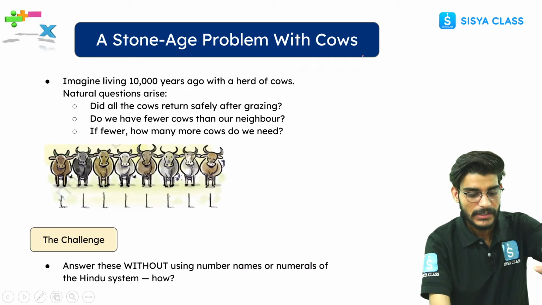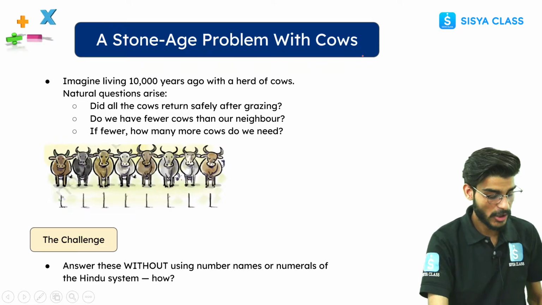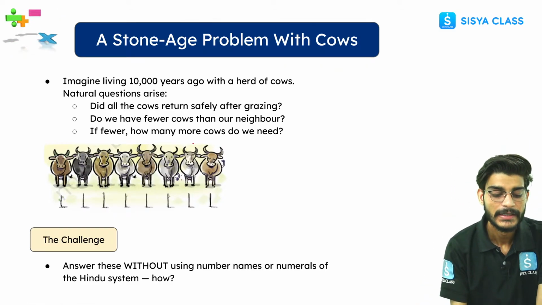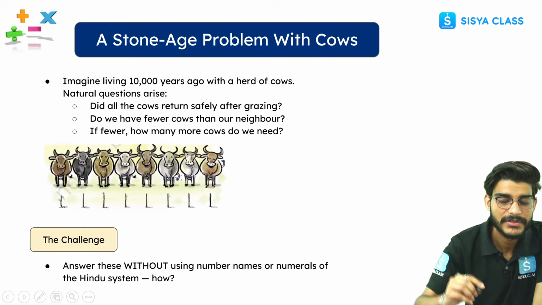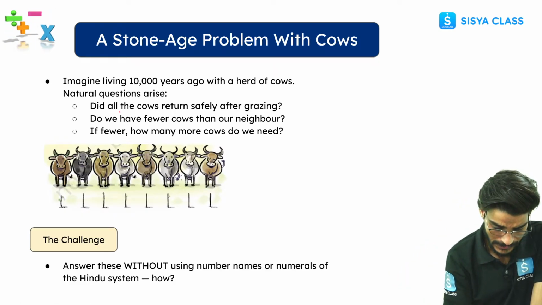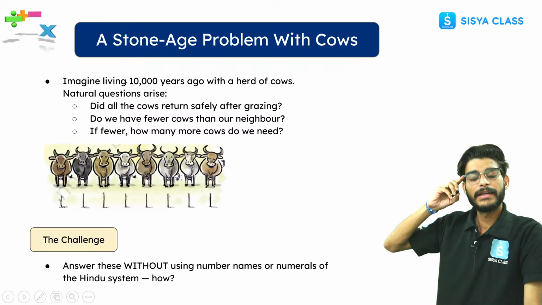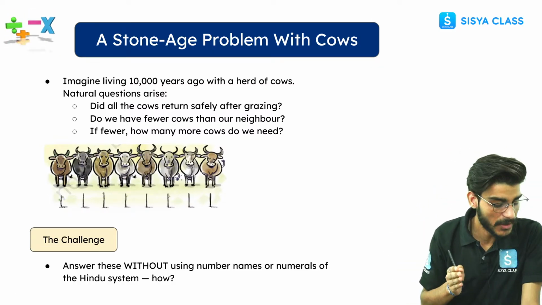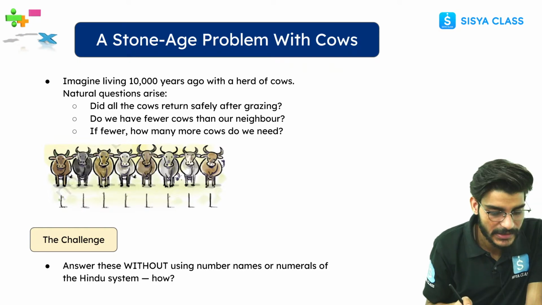Okay. Now let's see a Stone Age problem with the cows. Basically, what is going on here? They have some cows, and in their mind they have some questions and have to answer. See how numbers are evolving with time. That is what we are doing.